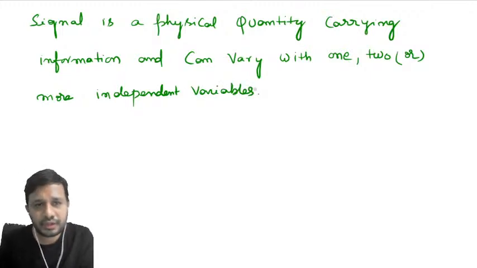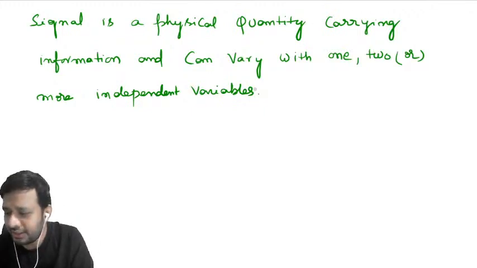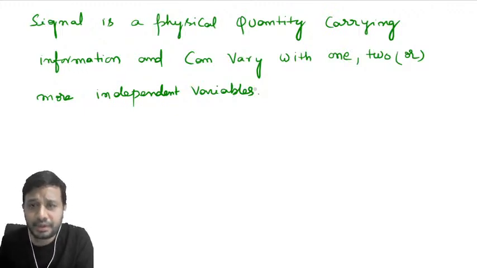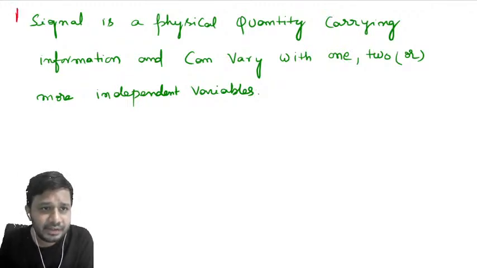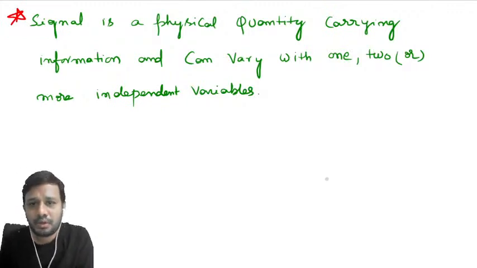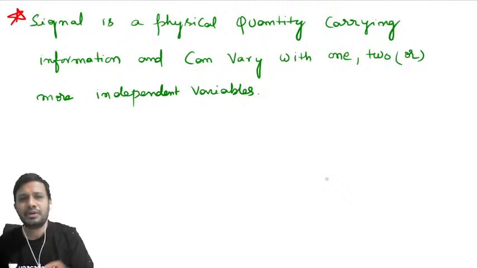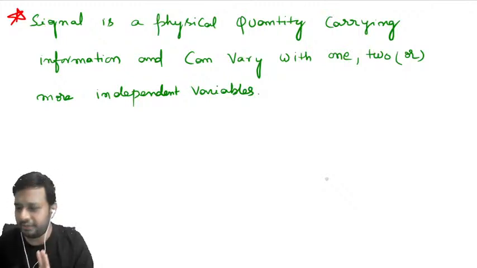After looking at those examples, can I modify my definition of signal? In the first case, we saw that a signal is a physical quantity carrying some amount of information, and after that we saw that a signal can contain 1 independent variable, 2, 3, or many independent variables. So I modified the definition. Signal is a physical quantity carrying some amount of information and can vary with 1, 2 or more independent variables. So this is the next definition of a signal. If anybody asks you the definition of a signal, it is a physical quantity that can vary with 1, 2 or more independent variables, right?